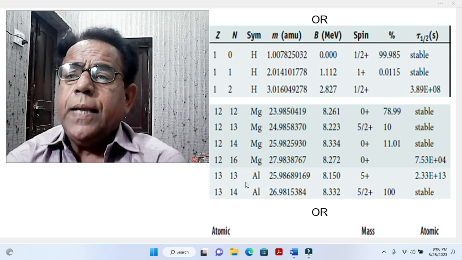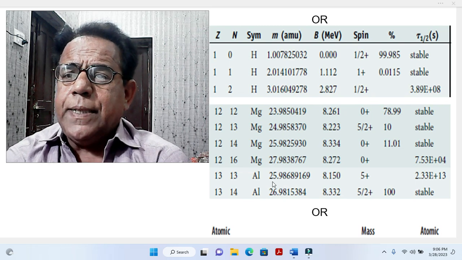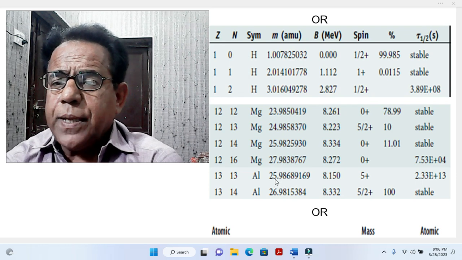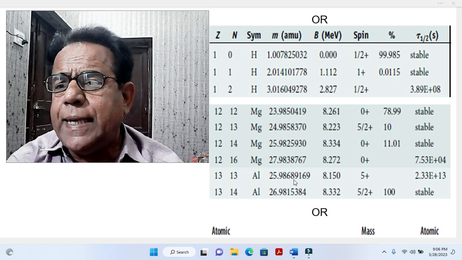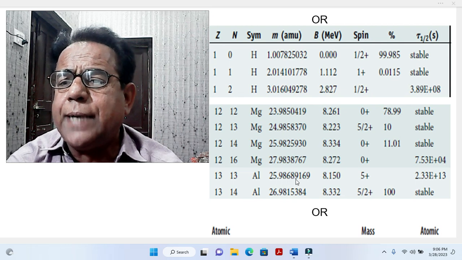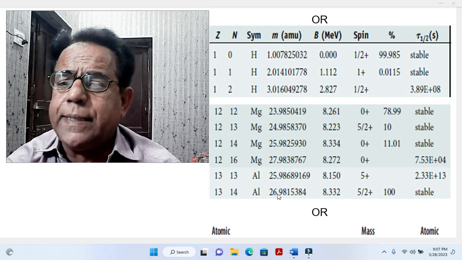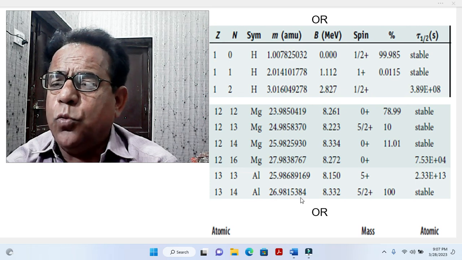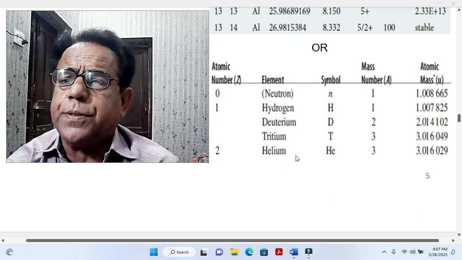Okay, this is aluminum. Its atomic mass is 25.986891, but we will not take this. We will take the second value, 26.981538.4. Now we show some other snapshots.